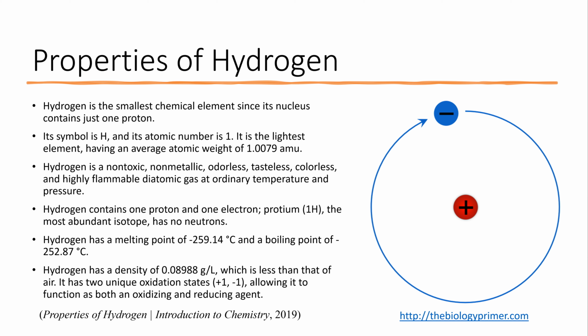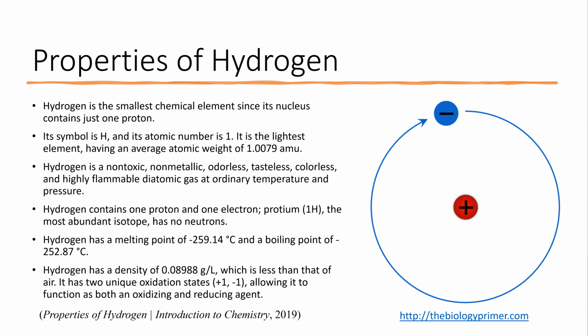Starting with hydrogen. Hydrogen is the smallest chemical element since its nucleus only contains one proton. Its symbol being H and an atomic number of 1, hydrogen is the lightest element with an atomic weight of 1.0079 atomic mass units. Hydrogen is a non-toxic, non-metallic, odorless, tasteless, colorless, and highly flammable diatomic gas at standard temperature and pressure. Hydrogen contains just one proton and electron. Protium, the most abundant isotope of hydrogen, has no neutrons.